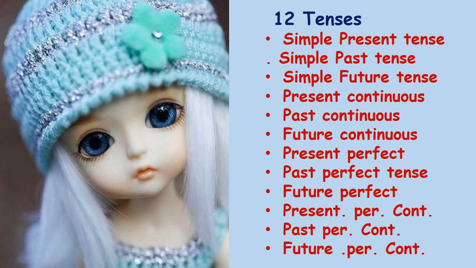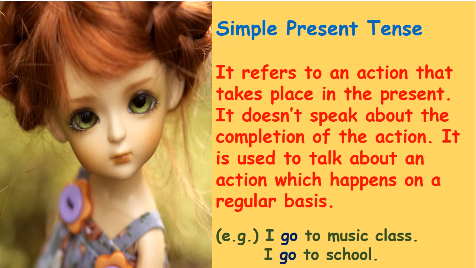There are 12 tenses: 3 simple tenses, 3 continuous tenses, 3 perfect tenses, 3 perfect continuous tenses. Simple present tense, simple past tense, simple future tense. Present continuous, past continuous, future continuous. Present perfect tense, past perfect tense, future perfect tense. Present perfect continuous, past perfect continuous, future perfect continuous. So altogether there are 12 tenses. We are going to see in this video lesson the first 3 simple tenses: simple present, simple past and simple future. Let's see the first simple tense, simple present tense.